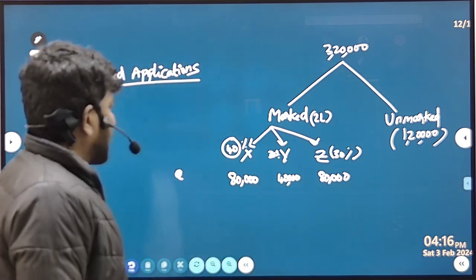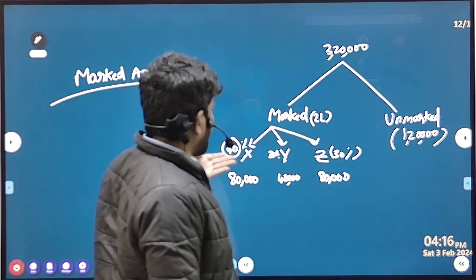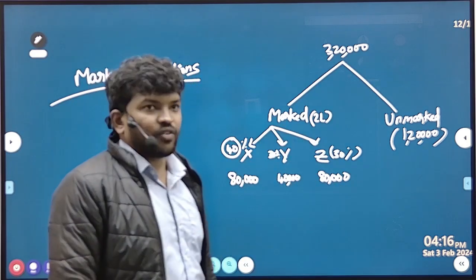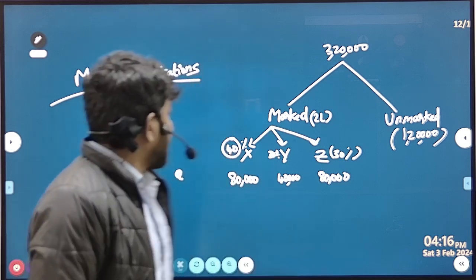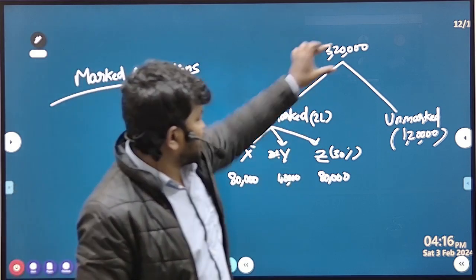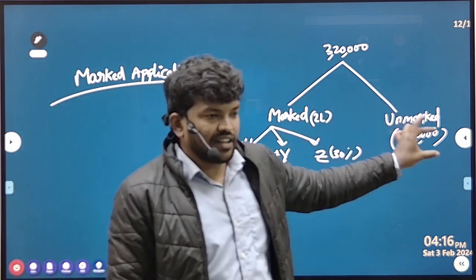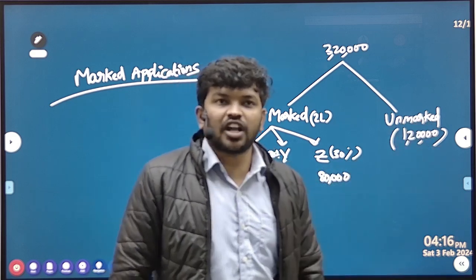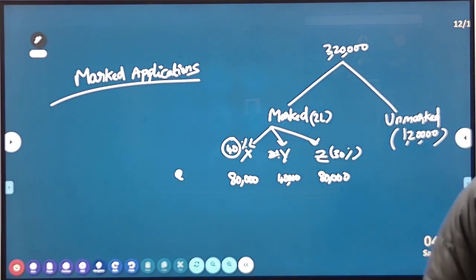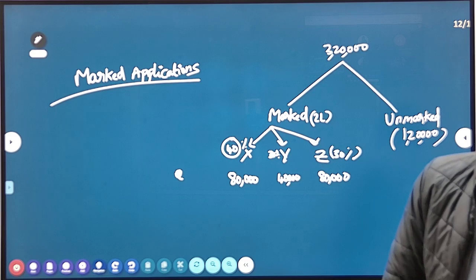1,20,000. Very good. Because marked is total 80 plus 80, 160 plus 40, that is 2 lakhs. 2 lakhs are the marked applications. Out of 3,20,000, 2 lakhs are marked. Balance 1,20,000 are unmarked. Okay. Now, what are they asking us to do?